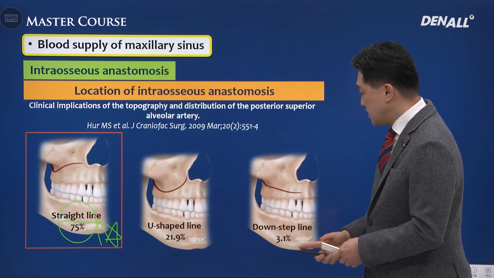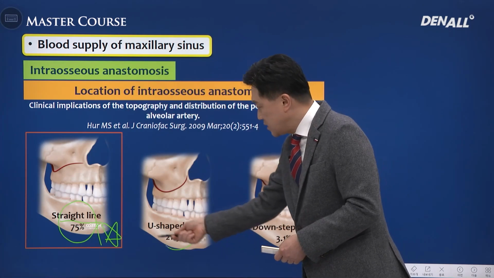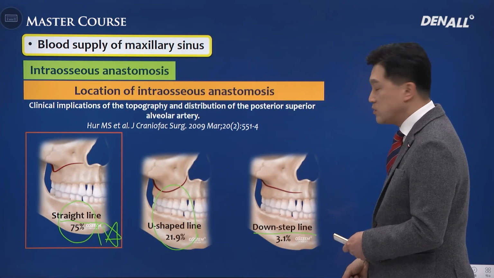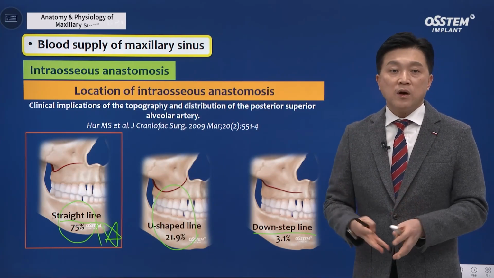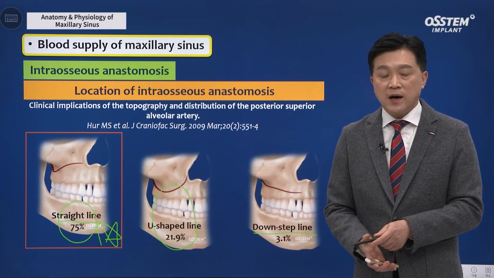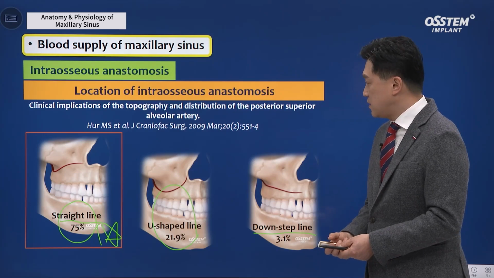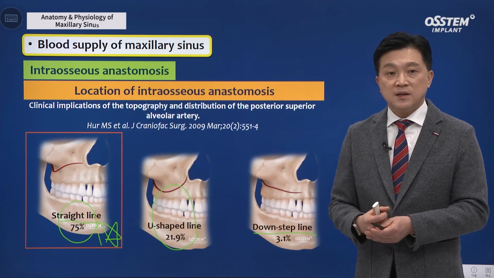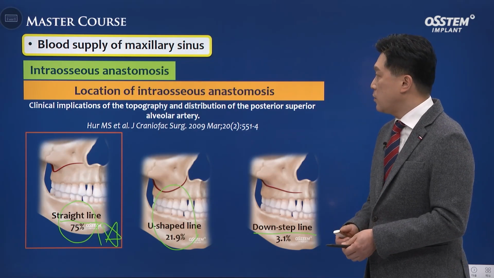In the case of a U-shaped line, which accounts for 21.9%, and a downstep line, which accounts for 3.1%, when we do a lateral approach and plan for a sinus graft, we need to pay attention so that minimal damage to the intraosseous anastomosis artery can be made.